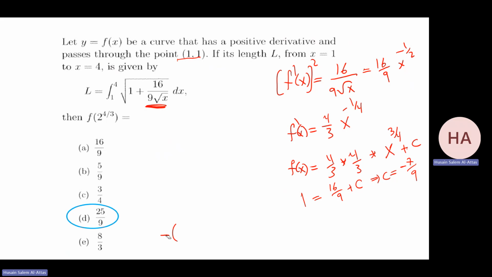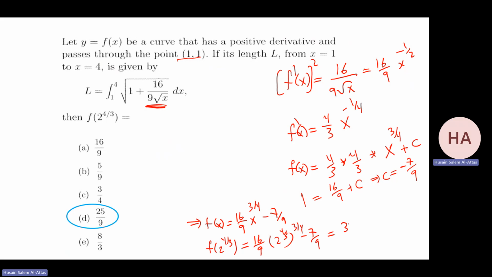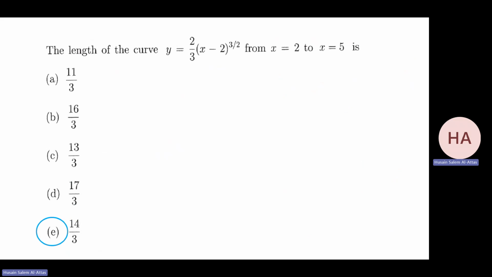So f of x will be 16 over 9, x to the power 3 over 4, minus 7 over 9. So f of 2 to the power 4 over 3, that will be 16 over 9, 2 to the power 4 over 3, all to the power 3 over 4, minus 7 over 9. So that will be 32 over 9, minus 7 over 9, that will be 25 over 9, which is this one. Yeah. The length of this curve is what?